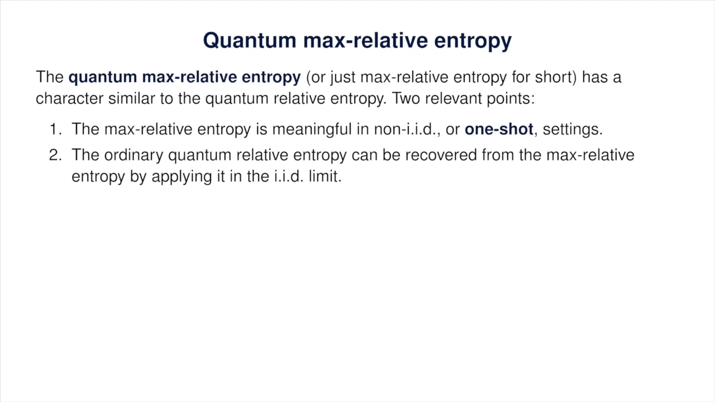Although the max relative entropy is applicable in a one-shot setting, the ordinary quantum relative entropy can in fact be recovered from the max relative entropy, or really a so-called smoothed variant of max relative entropy, by applying it in an IID setting and taking the limit as n goes to infinity.